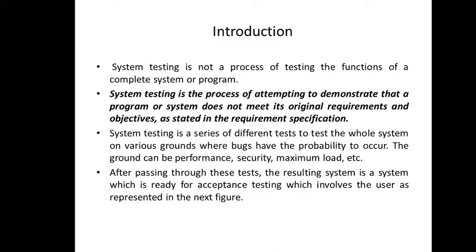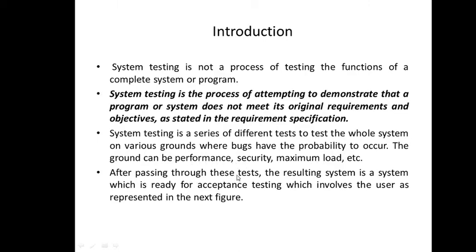So apart from the functional requirements, we are supposed to check whether our system is going to behave properly with respect to certain parameters like performance, security, maximum load, user interface, and there will be several parameters that we will be checking here along with the functionalities which were already tested in functional testing. So system testing is not a process of testing the functions of a complete system or program. That is already being done in functional testing, right? So we'll be checking these parameters here.